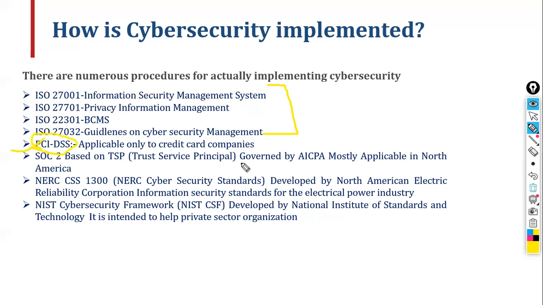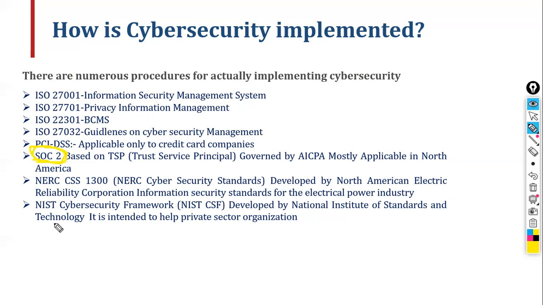In the same way, there are various standards like SOC. SOC is also a standard governed by the AICPA. Mostly it is applicable in North America. When we do business in North America, we need to comply with SOC as per their vendor assessment program. There are three standards: SOC 1, SOC 2, and SOC 3. Basically, we need to comply with the SOC 2 standard. For IT, SOC 2 talks about the IT related controls.